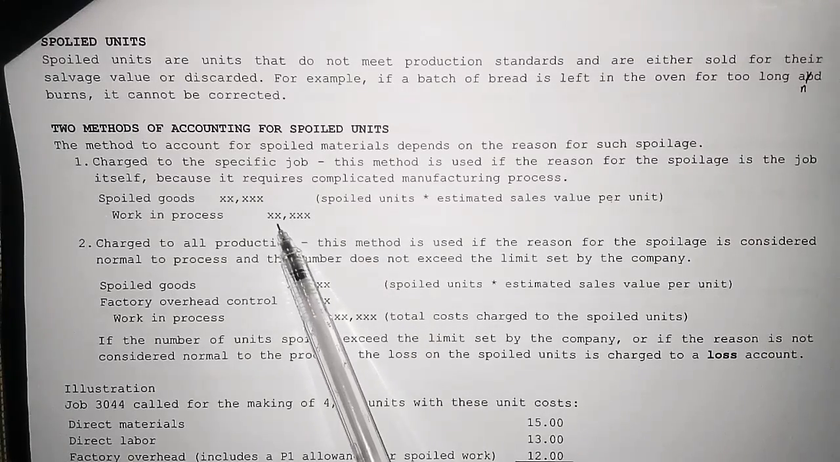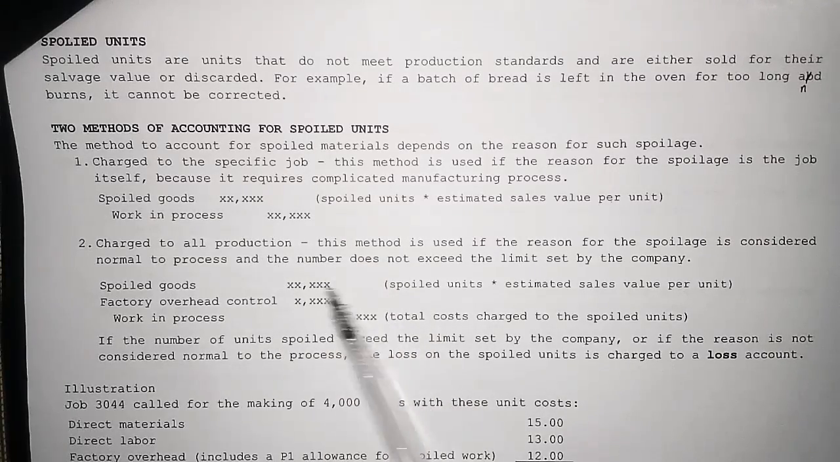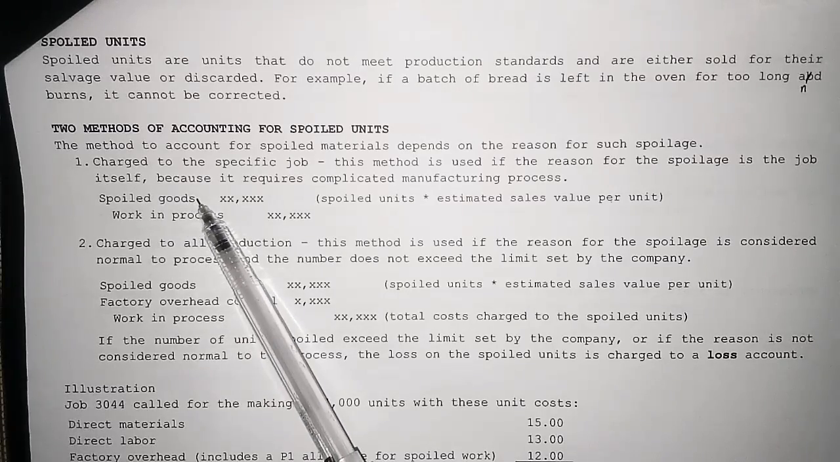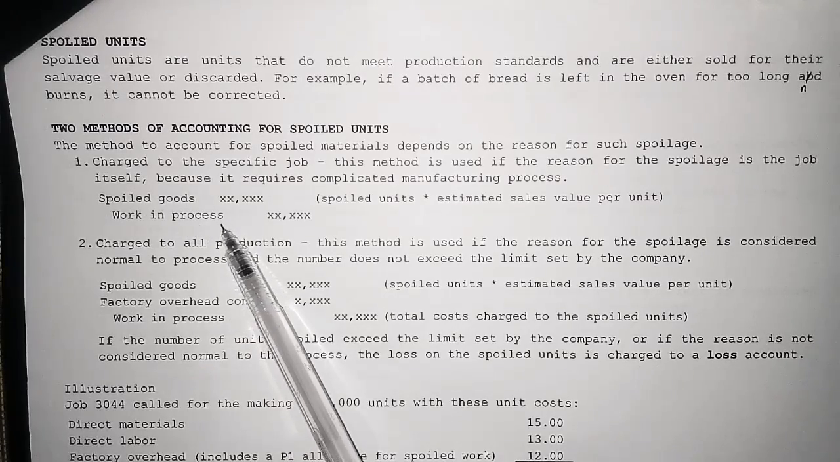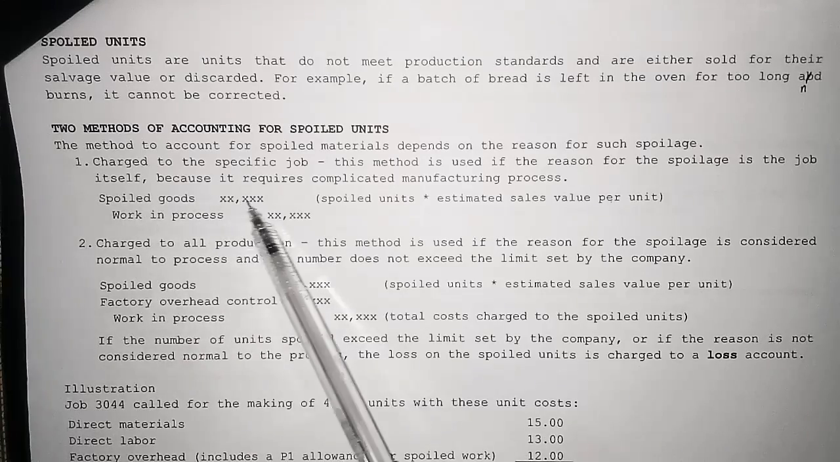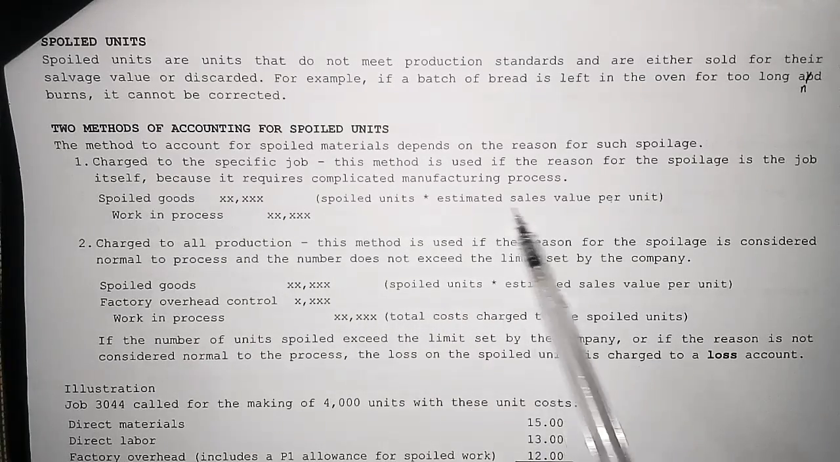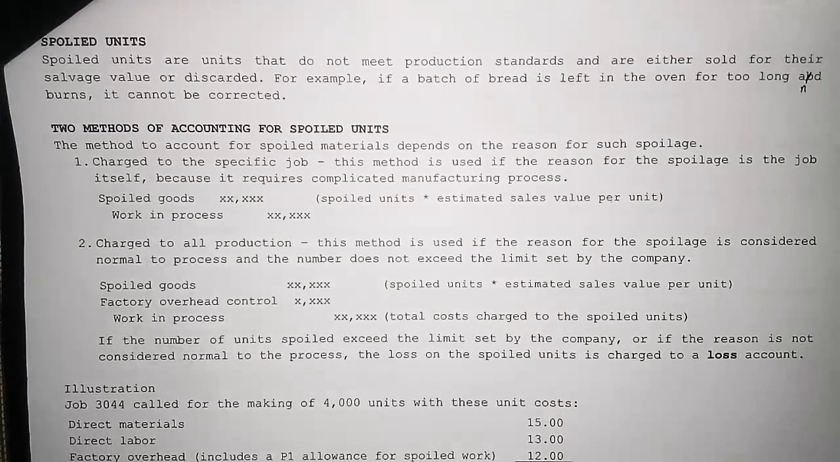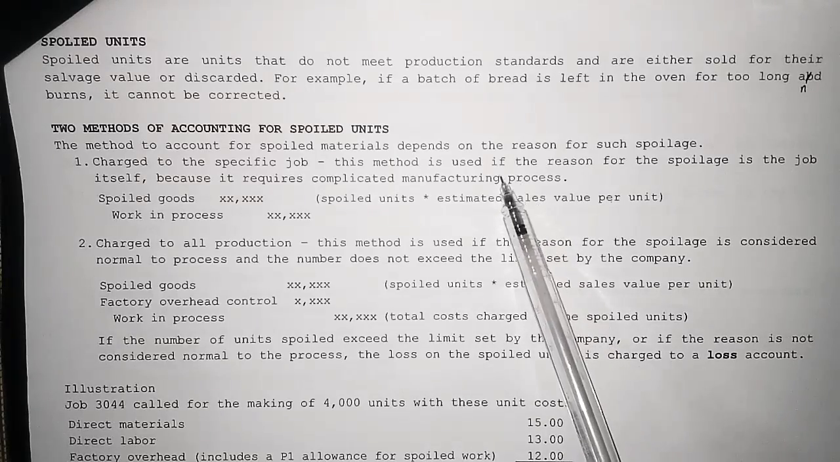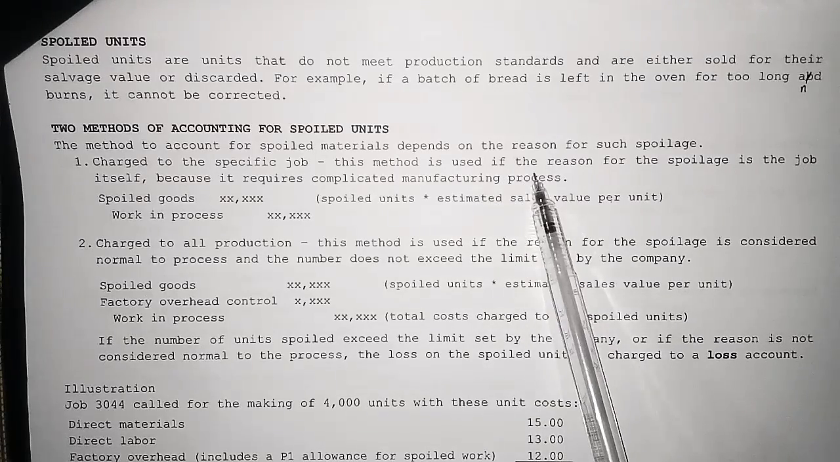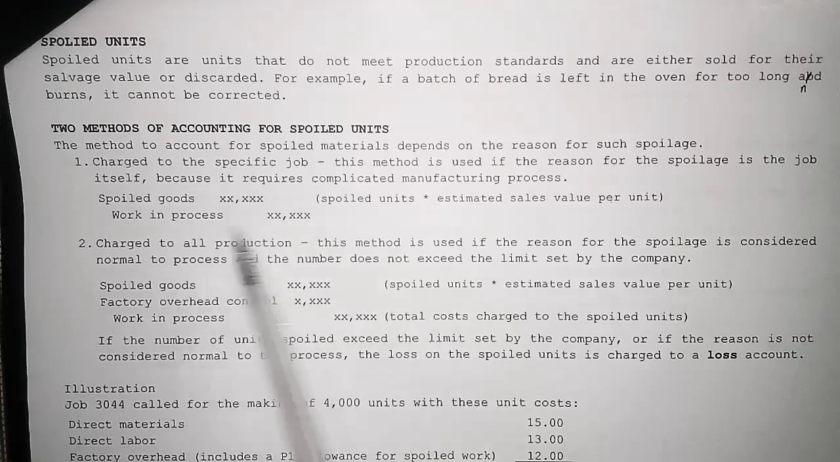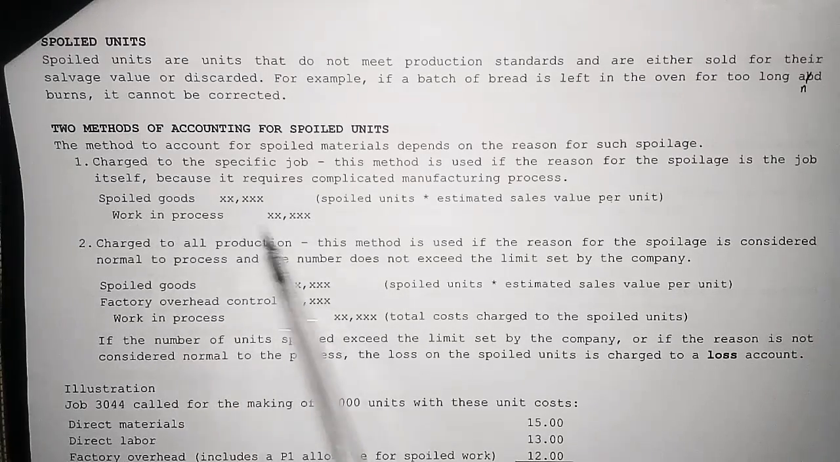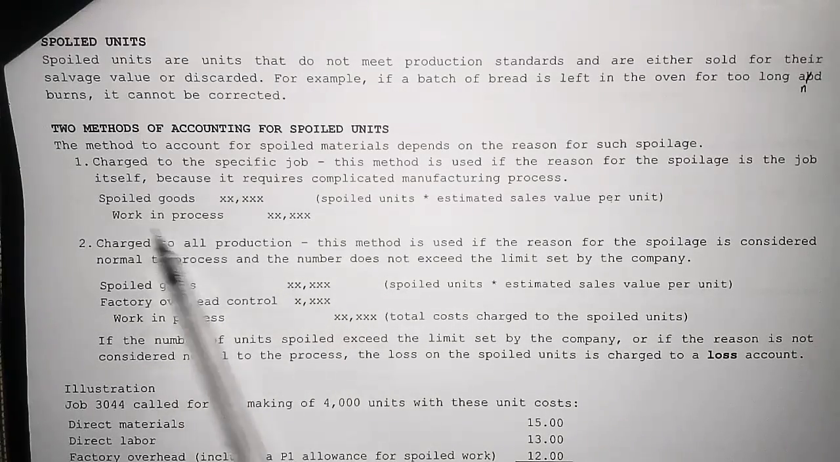And to record yung spoiled units, ang entry natin would be debit, spoiled goods, credit, work in process. So, debit spoiled goods at spoiled units times estimated salvage value per unit. Dahil nagkaroon ng spoiled units, magkakaroon tayo ng spoiled goods. And dahil nagkaroon ng mga units na hindi na makokorek, mababawasan ang ating work in process. Kasi yung portion na yon sa work in process ay magiging spoiled goods na.